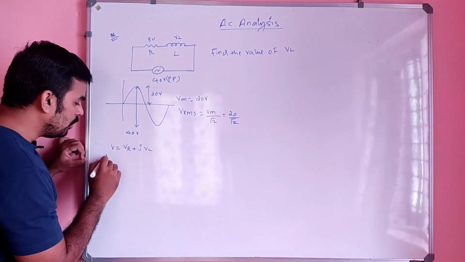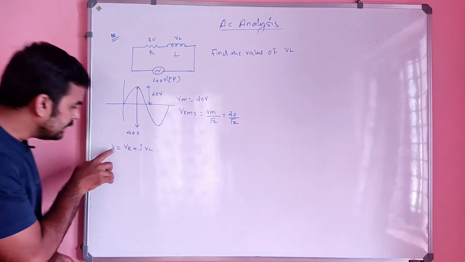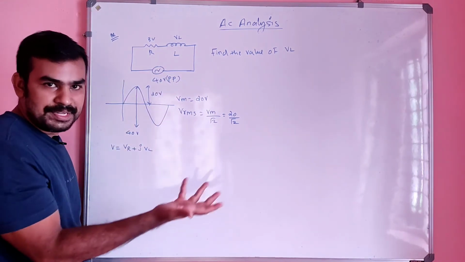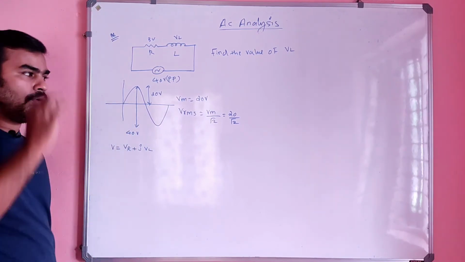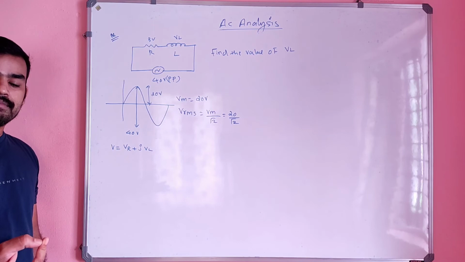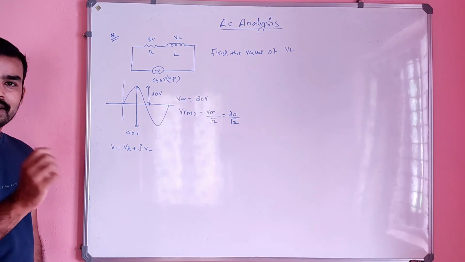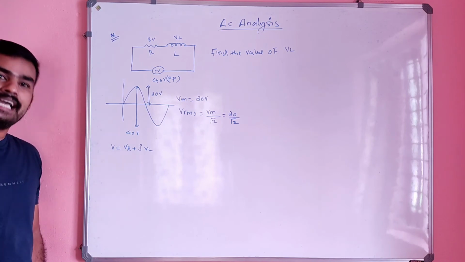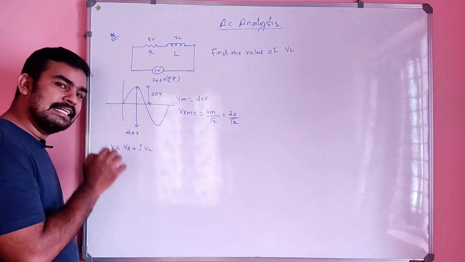Very important concept you have to see here. This V is nothing but the RMS value, not the maximum value or average value. In AC analysis, you should always take the RMS value for calculation purposes. For the power equation, we have VRMS into IRMS into cos phi. In the voltage equation, V is equal to VR plus j into VL, or simply VR plus j into VC, you should always take the RMS value.